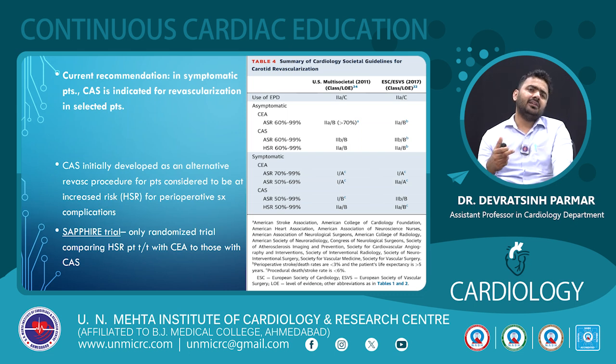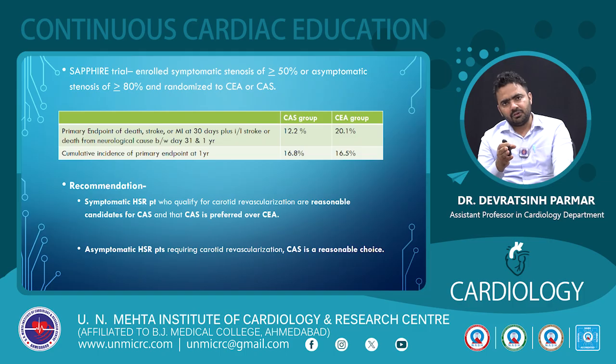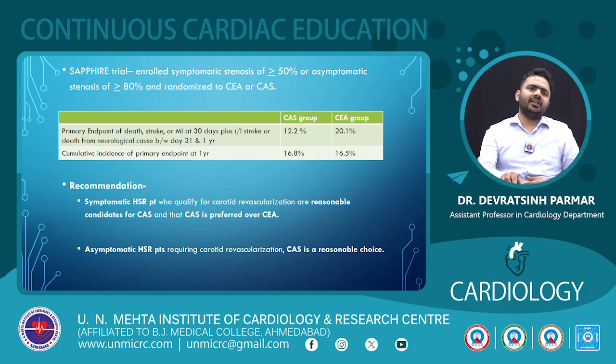Now the next landmark trial is the SAPPHIRE trial. SAPPHIRE is the only randomized trial that has compared carotid artery stenting with carotid endarterectomy in higher surgical risk patients, and it was a positive trial. It enrolled both symptomatic and asymptomatic patients in the high surgical risk group for endarterectomy. It showed that the primary endpoint was significantly lower with carotid artery stenting as compared to endarterectomy. So the recommendation was that symptomatic high surgical risk patients who qualify for revascularization are reasonable candidates for stenting.